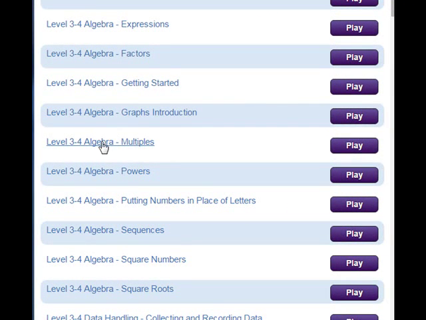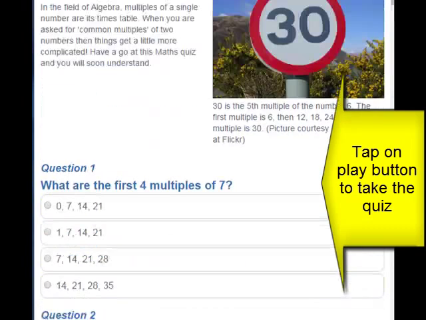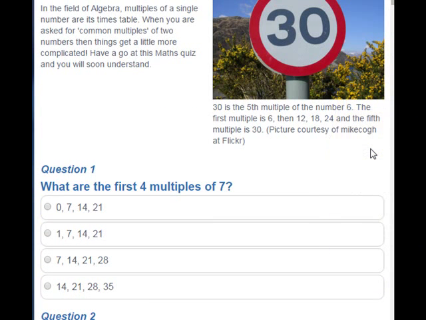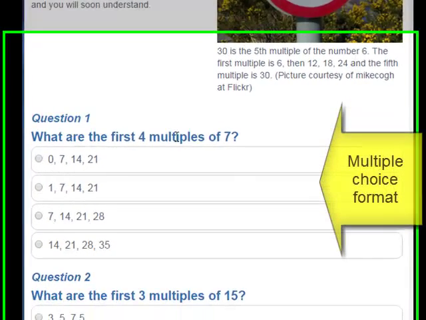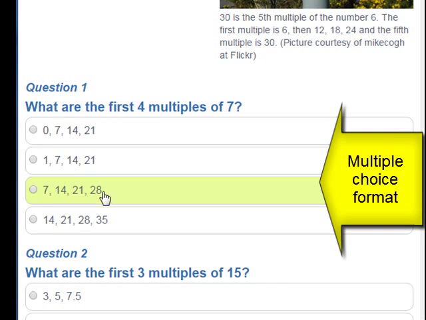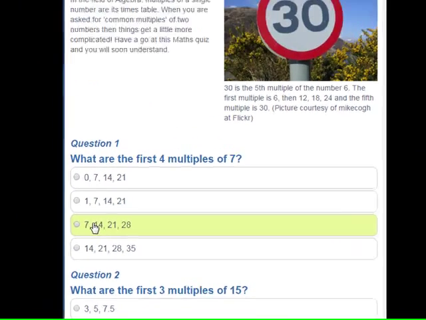Let's just say we take algebra multiples. Go ahead and tap the play button. It brings you to the main screen, and here's the first question: what are the first 4 multiples of 7? Here you have to pick which are the first 4 multiples, so I'm going to try answering with the third option here.